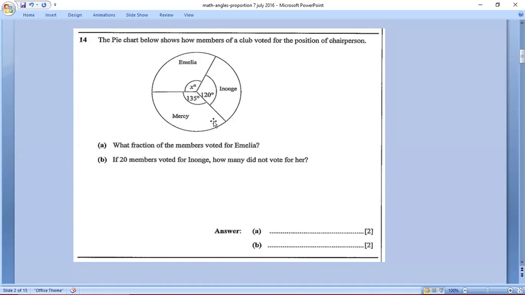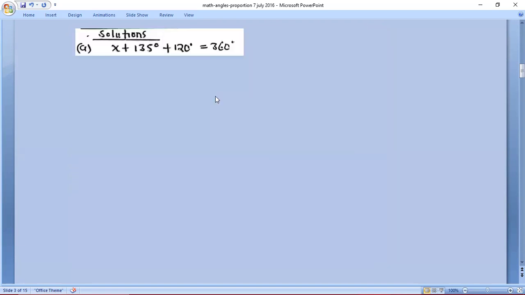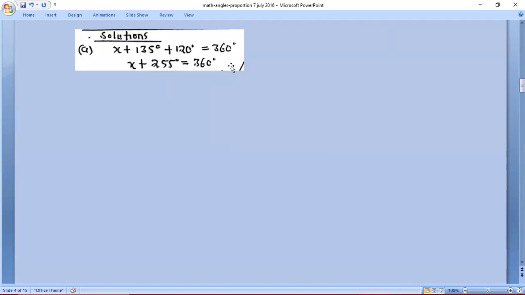So from this pie chart, we know that a complete revolution, everything there would total 360 degrees in terms of angles. So the missing angle here can be calculated easily by subtracting the sum of the angles for Inonge and Mercy from 360. That's how you come up with the formula. You say x plus 135 plus 120. When you add all the three, they should total 360 since it's a complete revolution.